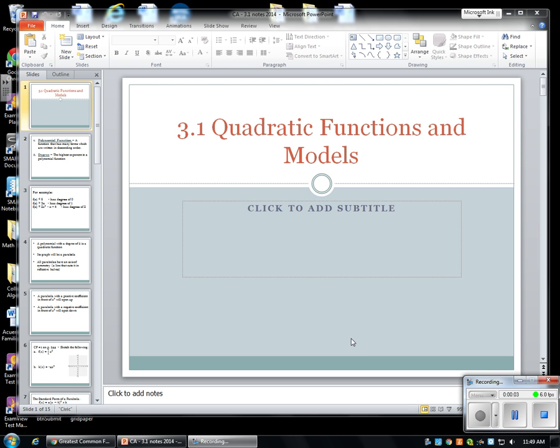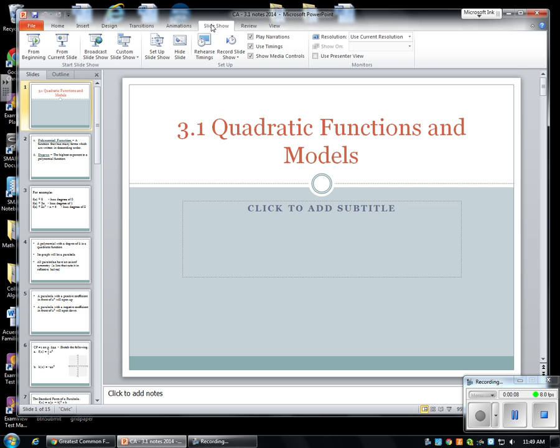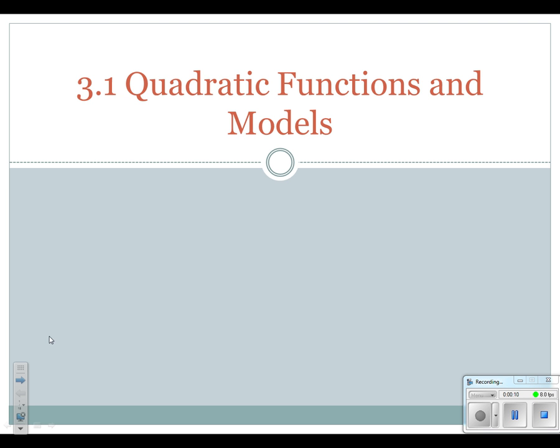This lesson is for Chapter 3, Section 1, Quadratic Functions and Models. So if you guys would all please get your textbooks open and your notebooks open, we'll get this lesson started.